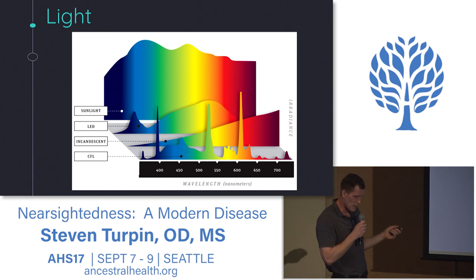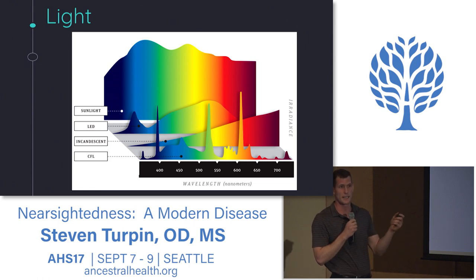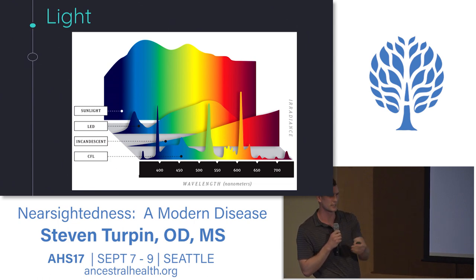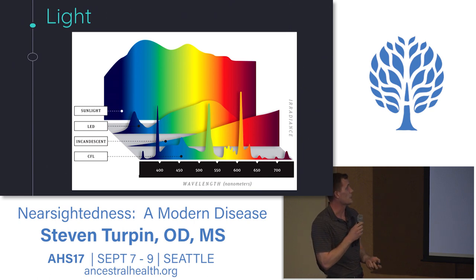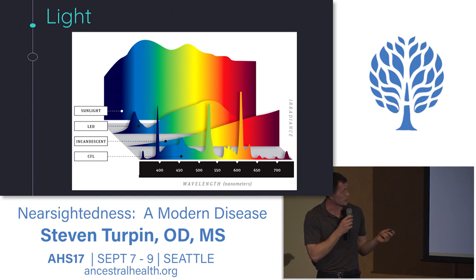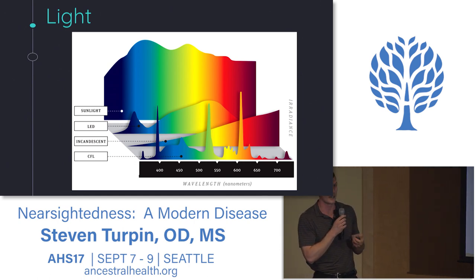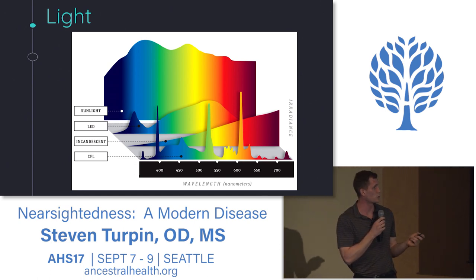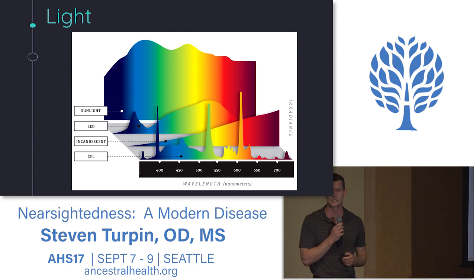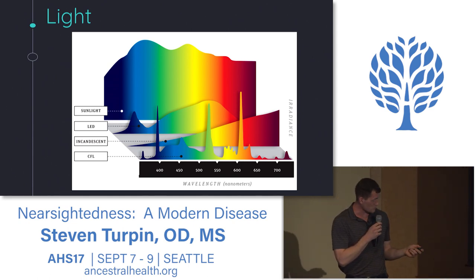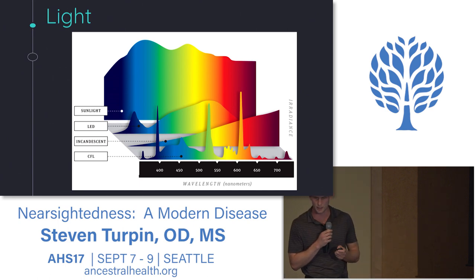But another factor of our environment that's very mismatched, a buzzword here at this conference, is light levels. What we see here is that sunlight, compared to other artificial lighting like what we've got in here, is both full spectrum and very high in intensity, whereas these other sources of artificial light have spikes and are relatively low in intensity.